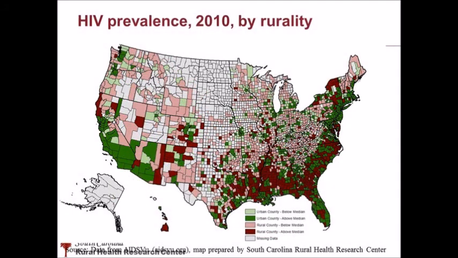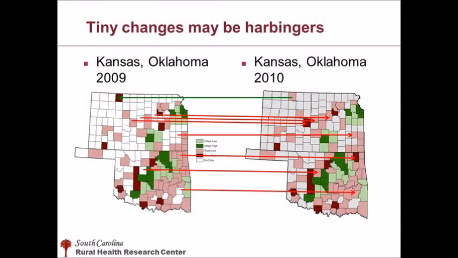This slide displays HIV prevalence by rurality in 2010. Do you see the changes? You probably don't, so I'll help you out. This map illustrates in somewhat more readable detail what's been going on in rural America. A county that is white has too few cases of HIV to be reportable. One that's red is below the national median. One that's dark red is above the national median.